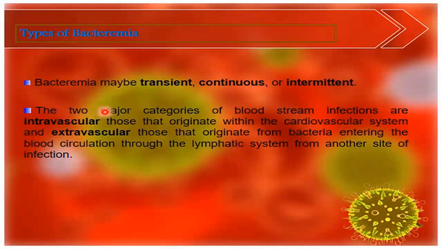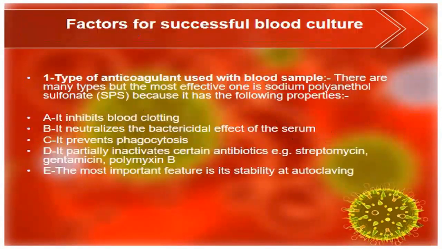The two major categories of bloodstream infection are intravascular, which originates within the cardiovascular system, and extravascular, which originates from bacteria entering the blood circulation through the lymphatic system from another site of infection.